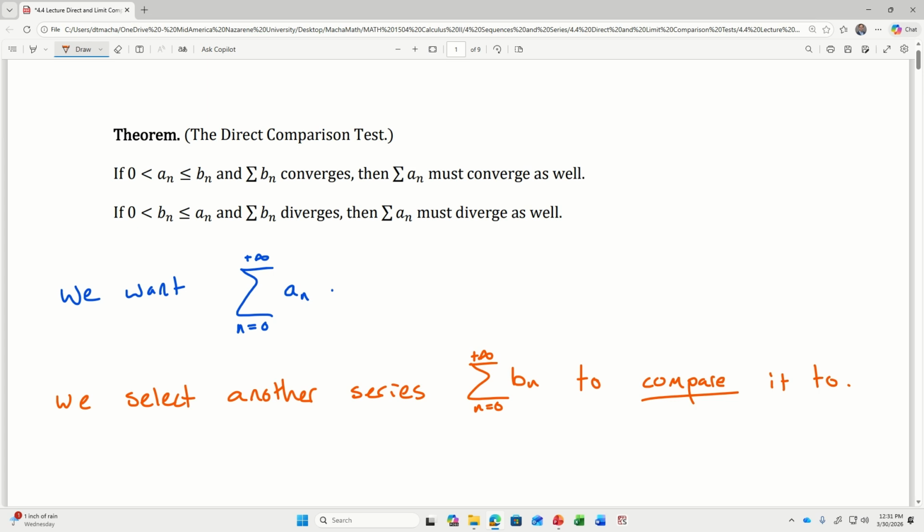And so the first statement says, if all of the terms Bn are greater than the terms An, and the series Bn converges, then the series An must converge as well, because every single term is less than the corresponding term in the Bn series. So it can't diverge to infinity. On the other hand, if the Bn terms are every one of them less than or equal to the An terms, and your series Bn diverges, like diverges to infinity or oscillates or whatever, then your series An must diverge as well.